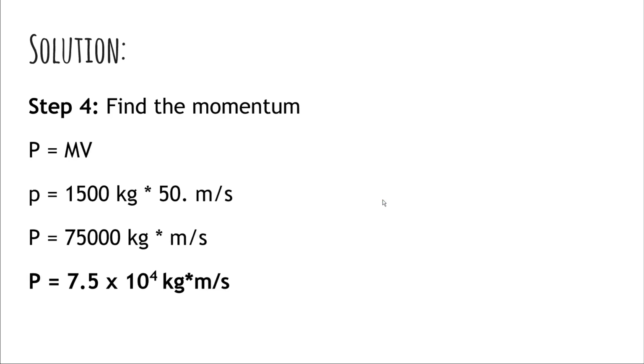And finally, we have to find the momentum given what we know, which is the mass and the velocity of the car at t equals 10 seconds. So the momentum at this point is equal to mass times velocity. The mass, of course, is 1,500 kilograms, which is what we just solved for, and the velocity from step 2 is 50 meters per second. Multiply those together to get our momentum of 75,000 kilogram meters per second. Even though significant figures is 2, we're going to simplify that to 7.5 times 10 to the 4th kilogram meters per second.